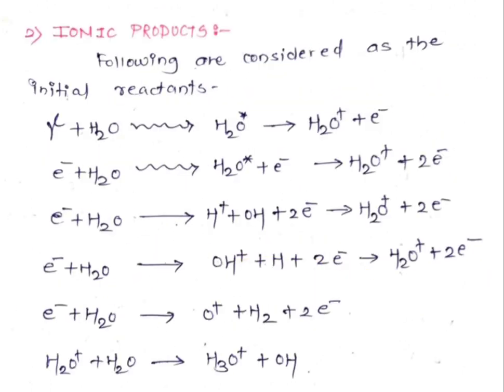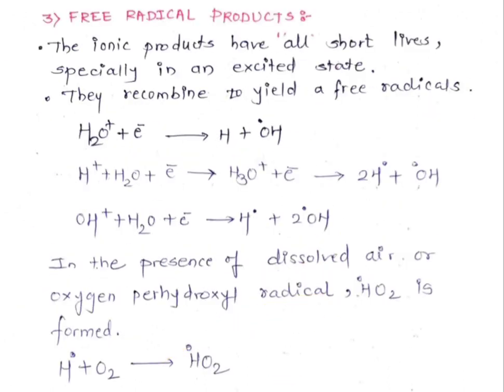Then again H2O star plus electron gives OH plus H plus twice electron, O plus H2 plus twice electron, H3O plus OH. So all these products are present in our system. That's why each and every ion tries to attain stability, and due to the interactions of these ions, there is a formation of new charged particles.